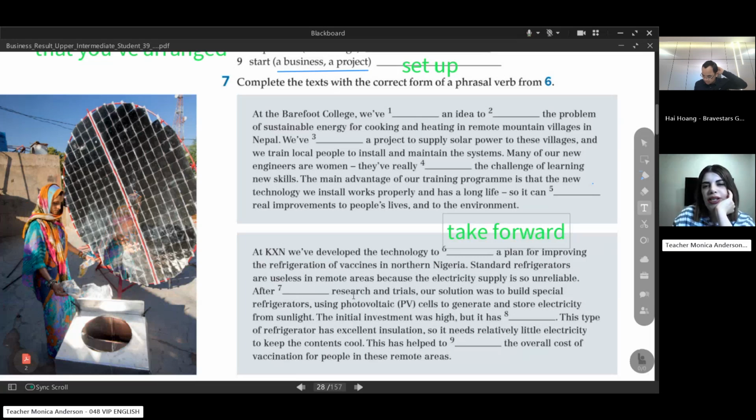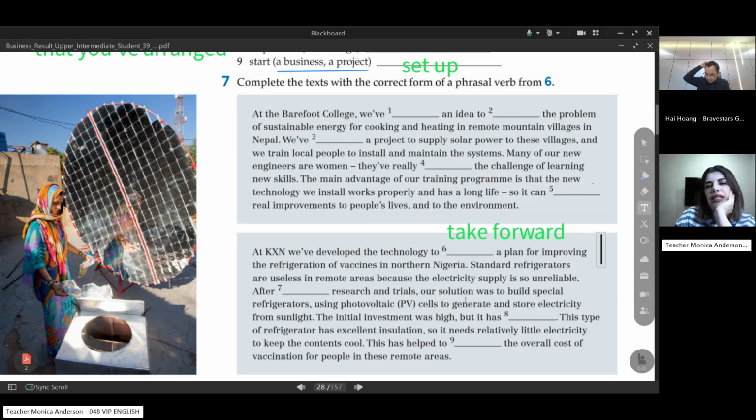After research and trials, carry out. Very good, of course. Carry out is good. Just since we have "after", we need to use the -ing form. After carrying out research and trials.